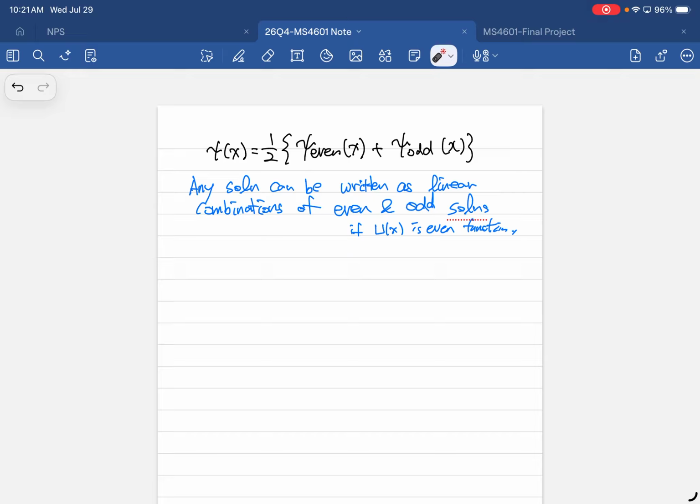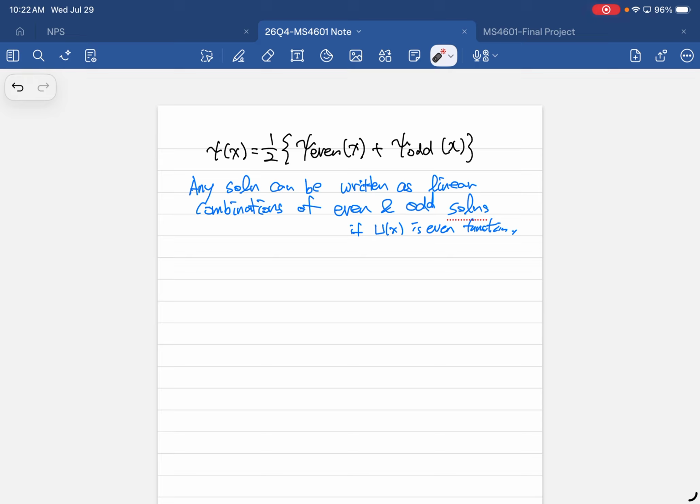So again, we went through a lengthy proof, but the final statement here is that if the potential is an even function, that means we can consider just the even solution part and the odd solution part, and then we can combine them later. That is essentially the statement, and we are going to use this theorem to work on the finite potential well.